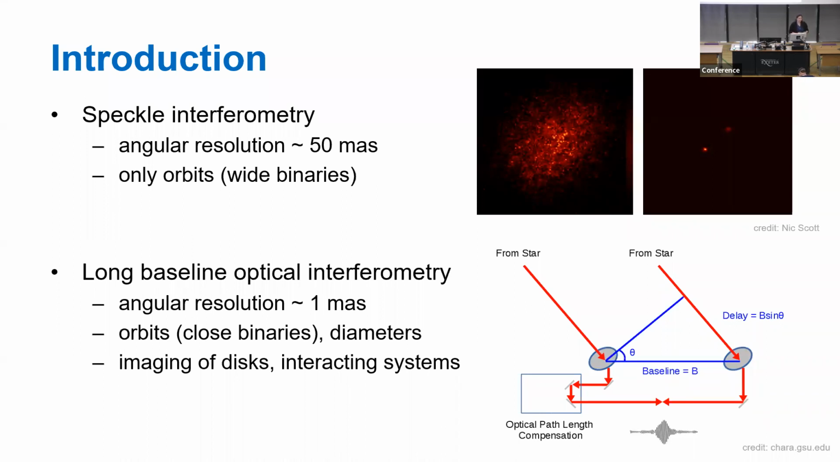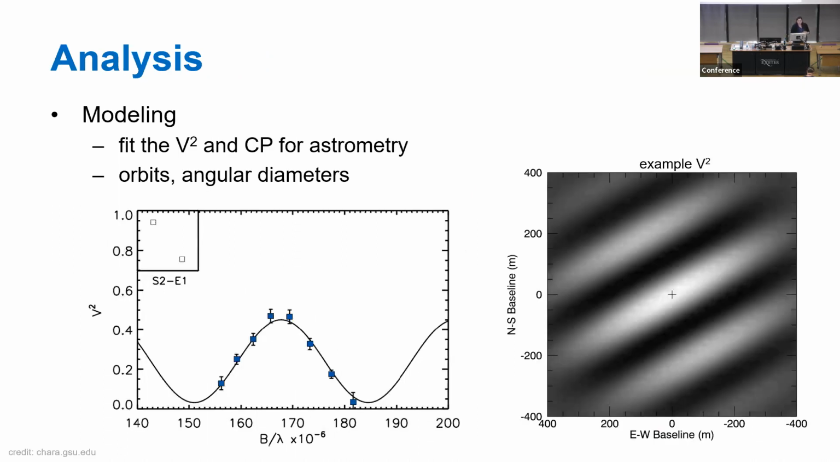And that allows you to look at the orbits of these close binaries, do angular diameters, and do imaging of, as we've seen, disks and interacting systems. So you can probe more of the binary environment with long baseline interferometry. The first type of modeling you can do, as we've seen, is fitting the visibilities and the closure phases to get the astrometry, the binary positions, and the flux ratio for your stars. That's what you need for the orbits and for the angular diameters.